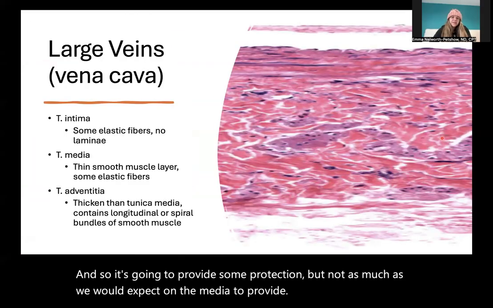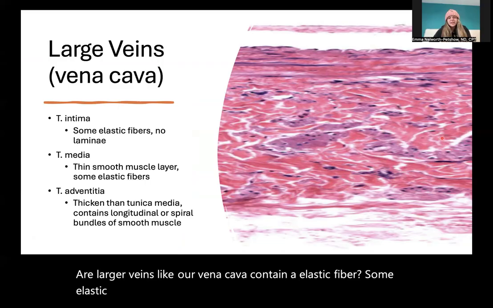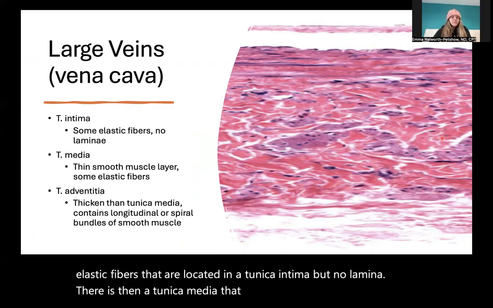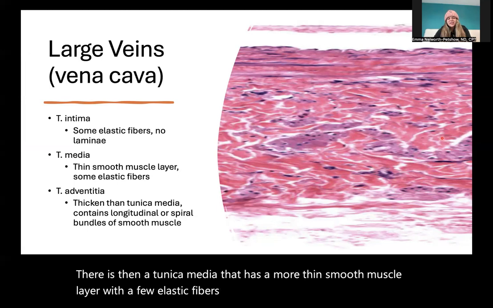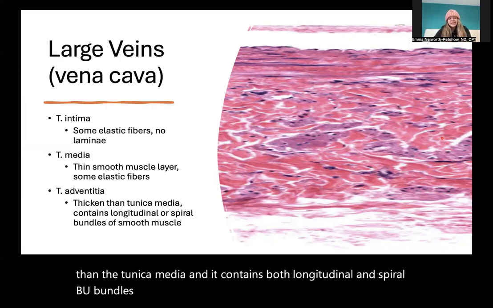Our larger veins, like our vena cava, contain some elastic fibers that are located in the tunica intima, but no lamina. There is then a tunica media that has a more thin smooth muscle layer with a few elastic fibers, and an adventitia that is thicker than the tunica media, and it contains both longitudinal and spiral bundles of smooth muscle in this layer.